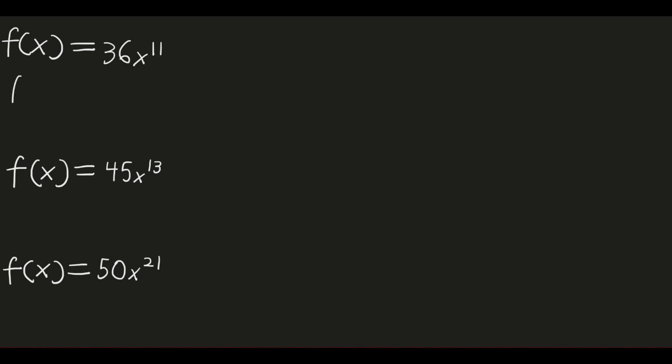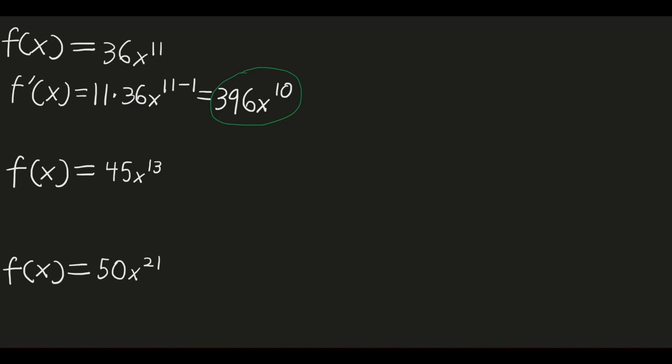Write out f prime of x equals 11 times 36x raised to the 11 minus 1. Doing the math here, this would get us 396x raised to the 10th power. So we found the derivative of our first function here.